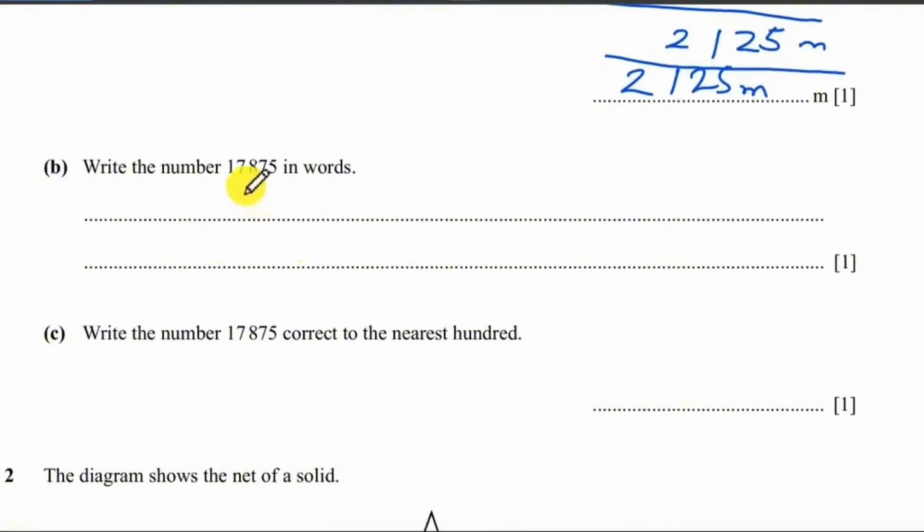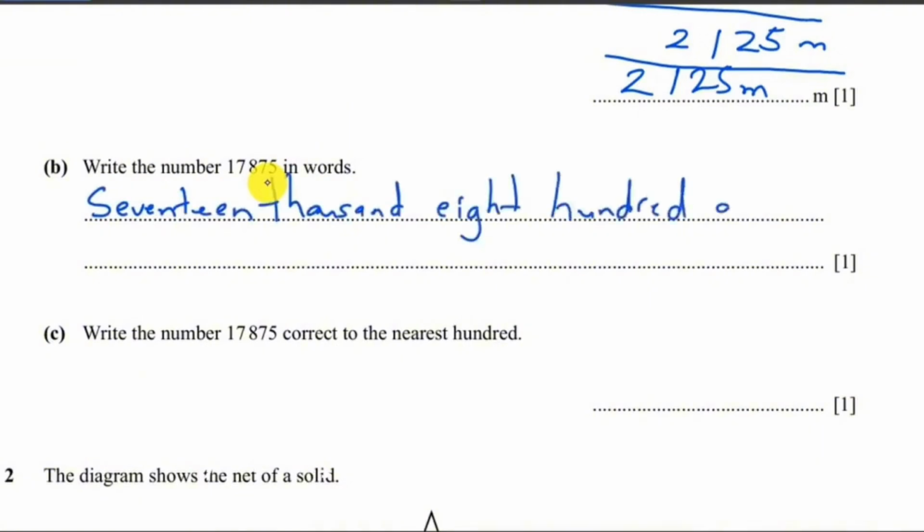Write the number 17,875 in words. So I've already said it, but I will write it 17,800, and always remember to put this one if you're joining numbers like this one, and 75. Another free mark there.